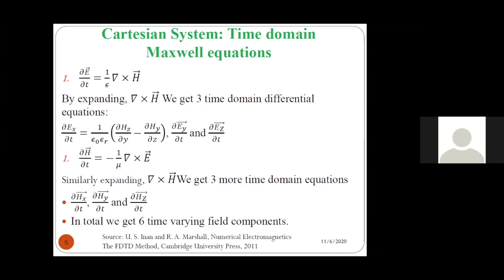These fields are varying with respect to time as well as space, so we are interested to know what EX, EY, EZ and HX, HY, HZ are. Once we know these basic confinement parameters, we can evaluate the power density and all those other parameters after solving Maxwell's equations.